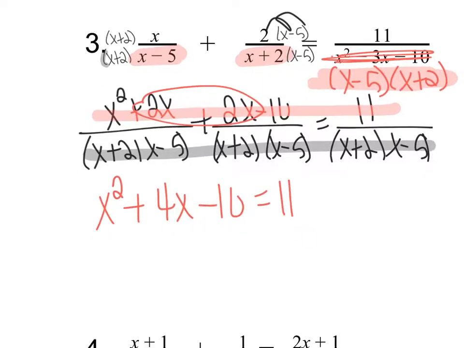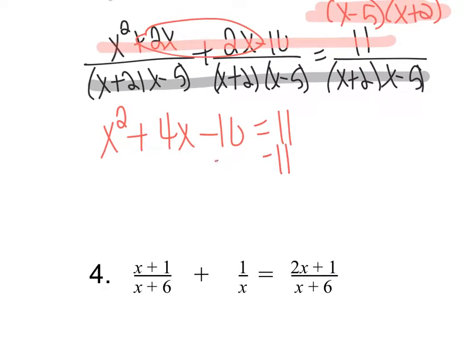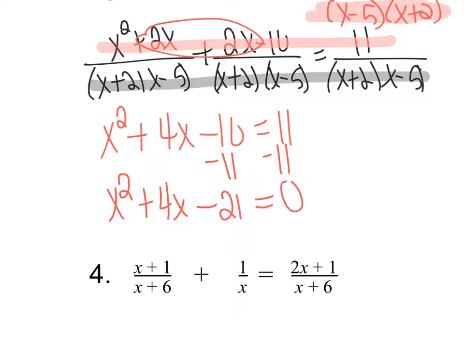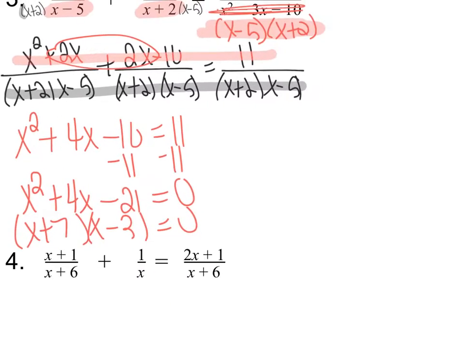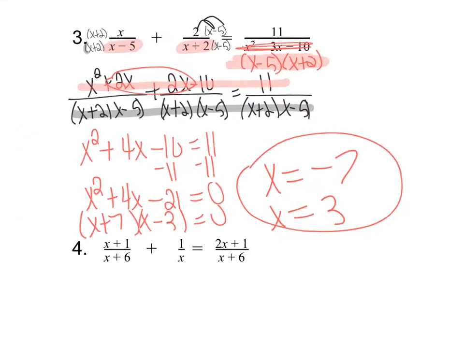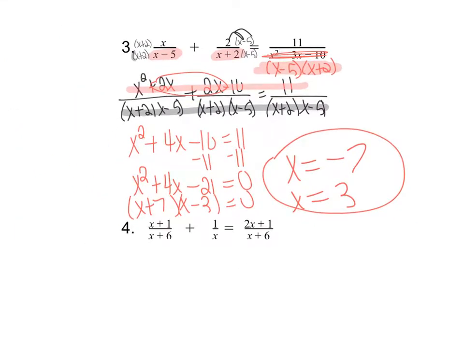It's quadratic, so I need to get it set equal to 0, so I need to subtract 11 from both sides. I get x squared plus 4x minus 21 equals 0. If I factor, I get x plus 7 and x minus 3, which means my 2 solutions are either x equals negative 7 or x equals 3. And if I go back and check, if I put negative 7 in the denominator, not a problem. And if I put 3 into the denominator, it's not a problem either, because it makes none of those denominators 0.